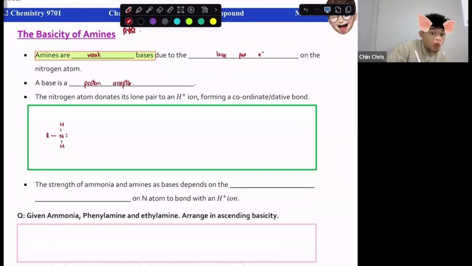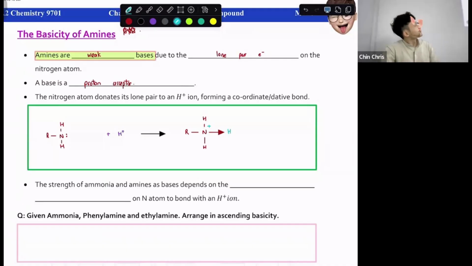An amine can accept just one proton. So guys, if you take an amine plus H+, what does it turn into? It turns into R, N, H, with the nitrogen donating its shared electrons to this hydrogen, and it turns into a plus, right? Understand? So guys, this is a dative covalent bond, because both the electrons are coming from your nitrogen atom. Clear?